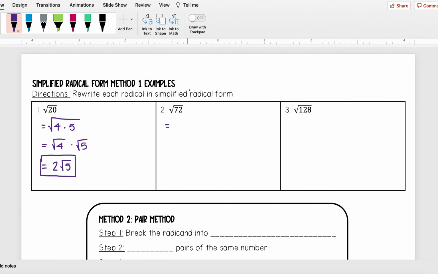So I can rewrite this as the square root of 36 times 2. And then use my product property, that's the same thing as the square root of 36 times the square root of 2. And then when I take the square root of 36, I find I get 6 square root of 2. And these are in simplified form because in 2, there are no more perfect square factors in there. In 5, there are no more in there either.